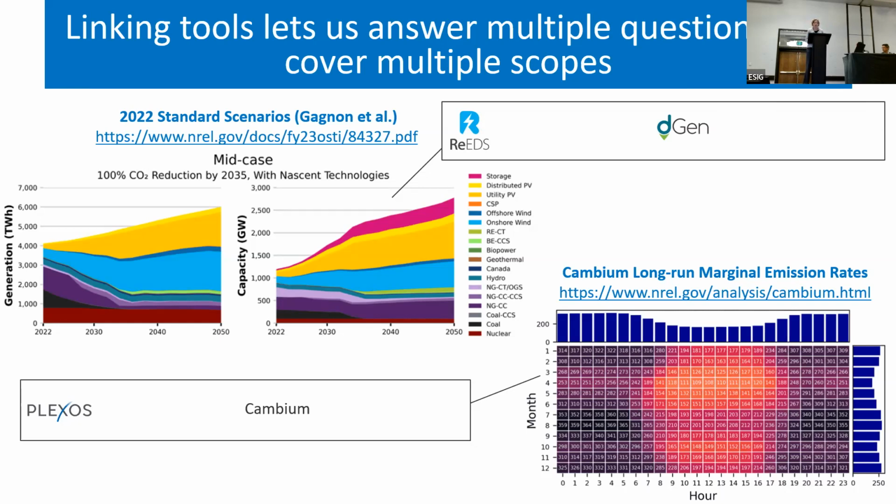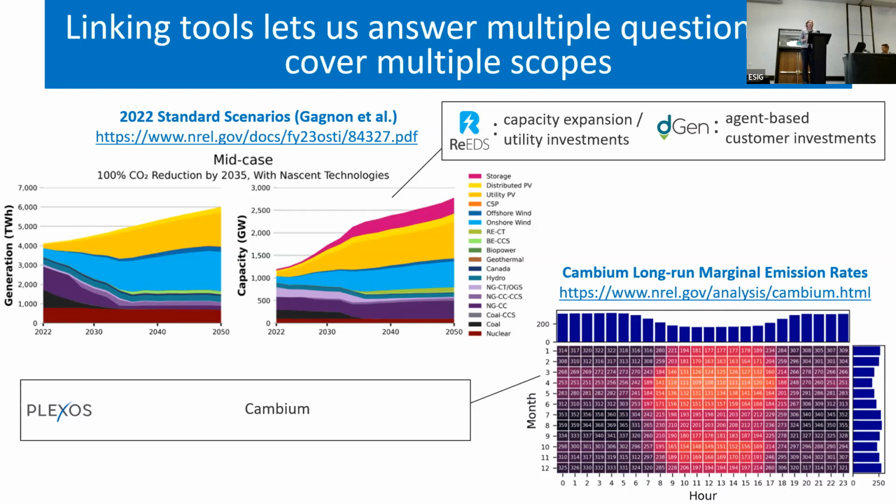multiple tools together, such that now the standard scenarios uses 4 different tools, and we have a couple different data releases. We have our standard scenarios we've been developing for a while, and we have these new Cambium data sets that provide hourly data. So let's take a look at these different pieces.